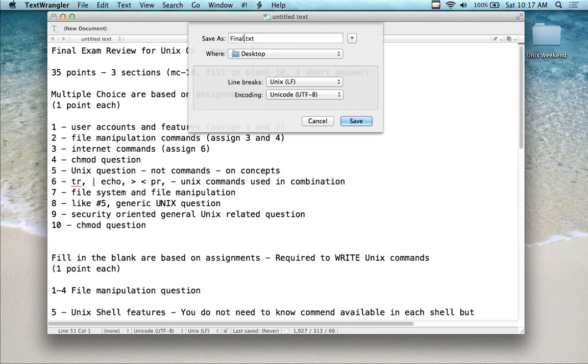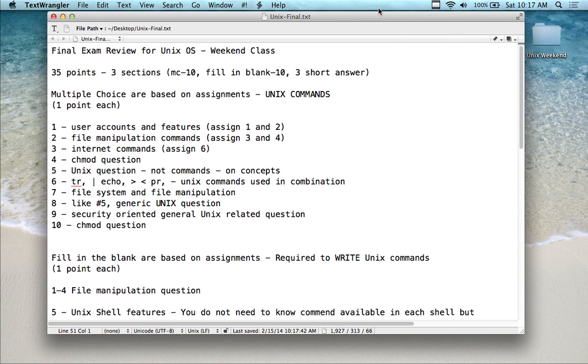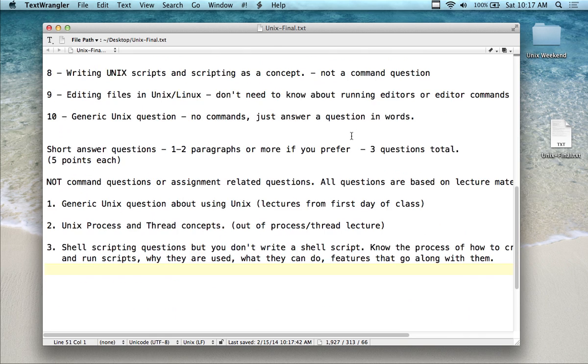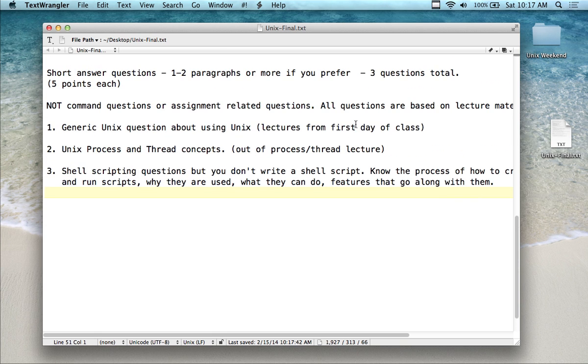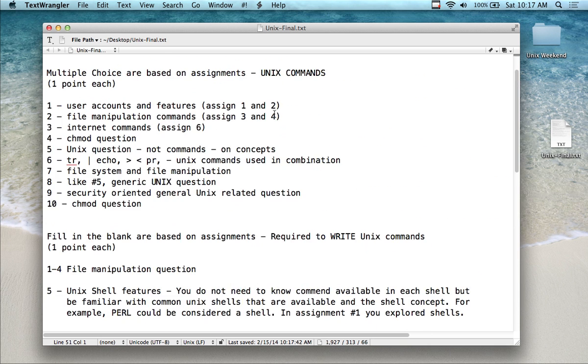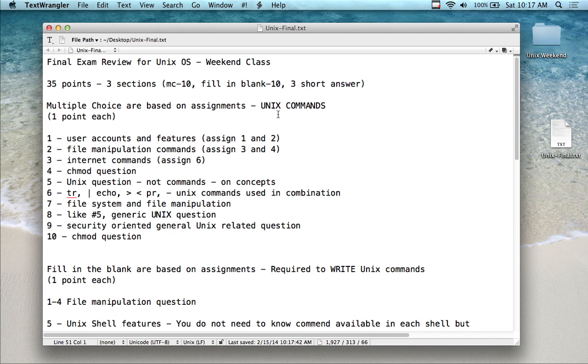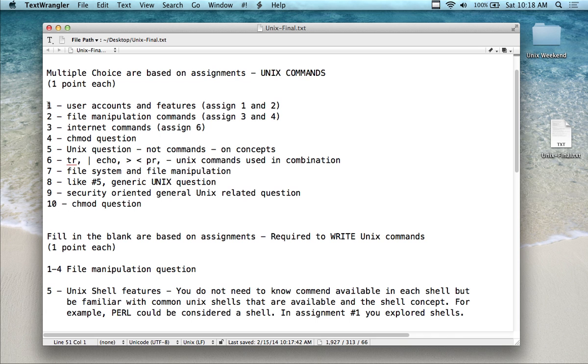So I'm going to call this one Final Review. Actually, I'm going to put here Unix Final. That looks pretty good. And let me see if I've missed something. That is number 3. The 3 is on the shell scripts. Questions? That's the entire exam. It's not too bad. It will probably take you about an hour, depending on how much your memory can recall.